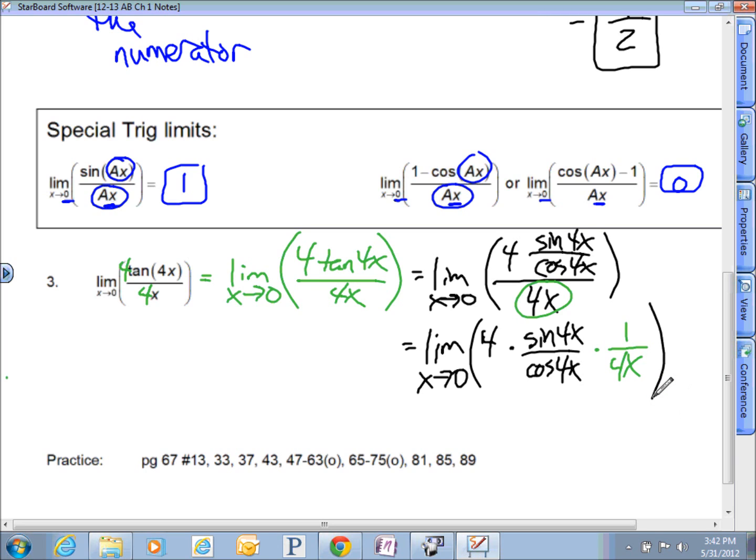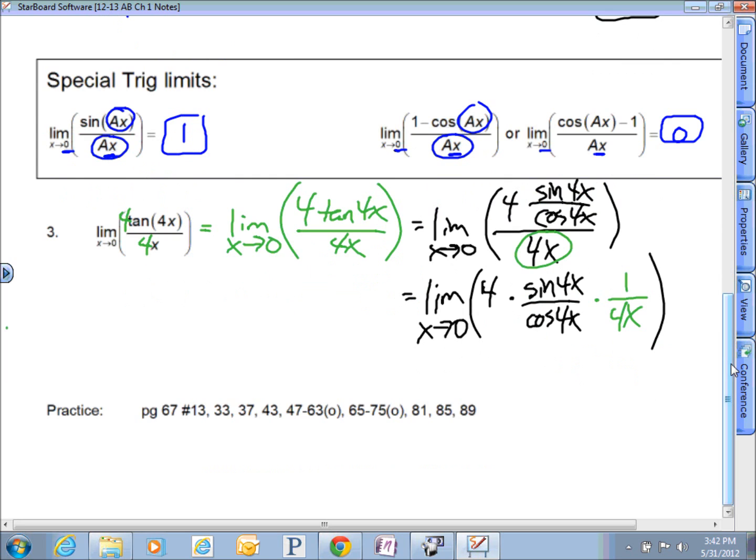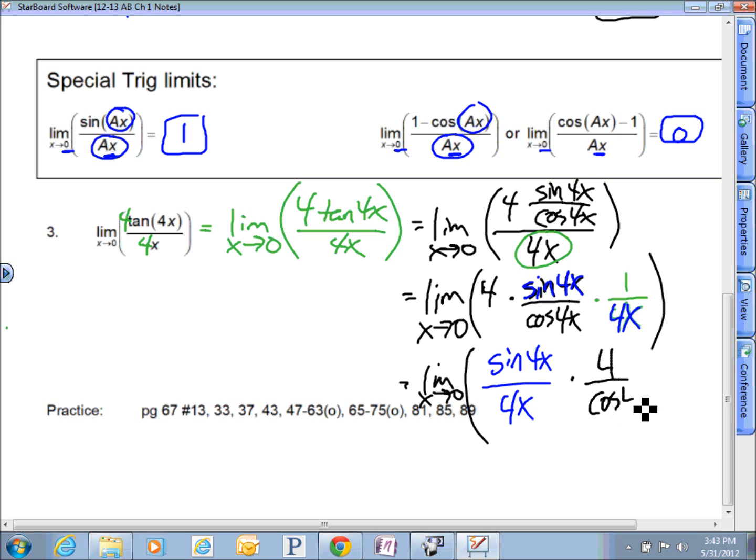Well, now let's get a little creative, because our special trig limit says sine of 4x over 4x is our pattern. There's our special trig limit we have up there. So let's rewrite this problem. Limit as x approaches 0. And let's change the order of how we multiply things. Let's make it sine of 4x over 4x being multiplied by 4 over cosine of 4x.